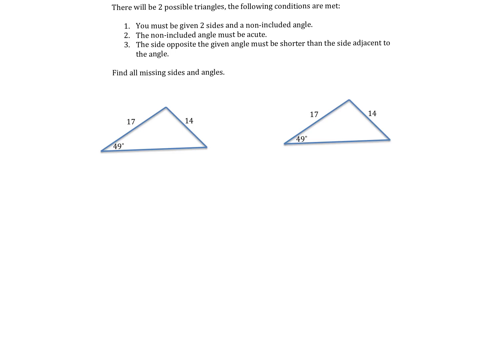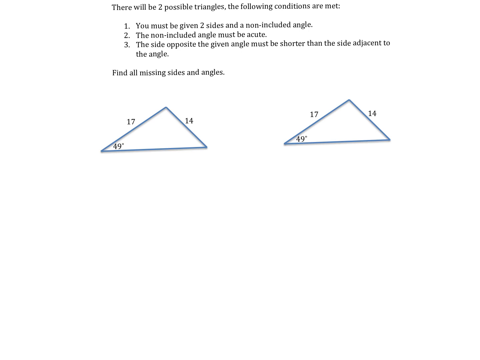Hello, Mr. Geiselhart here, and we're going to take a look at solving a triangle using the law of sines when there might be two possible triangles. First thing you need to do is decide, are there two triangles or is there only one triangle possible with the given diagram? In order for there to be two triangles, there are three conditions that must be met.